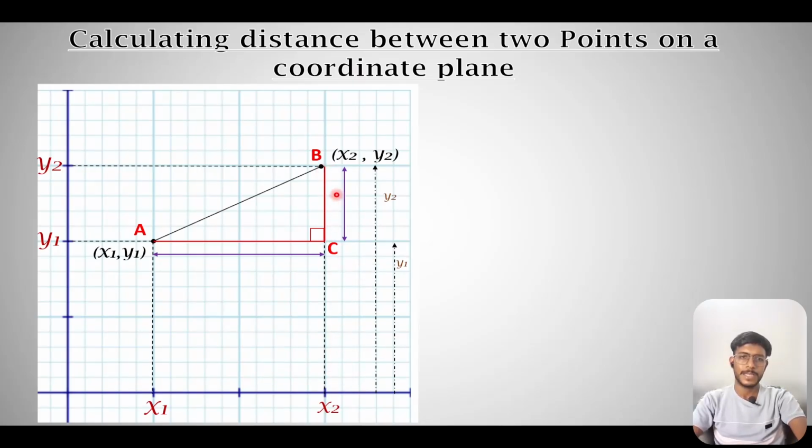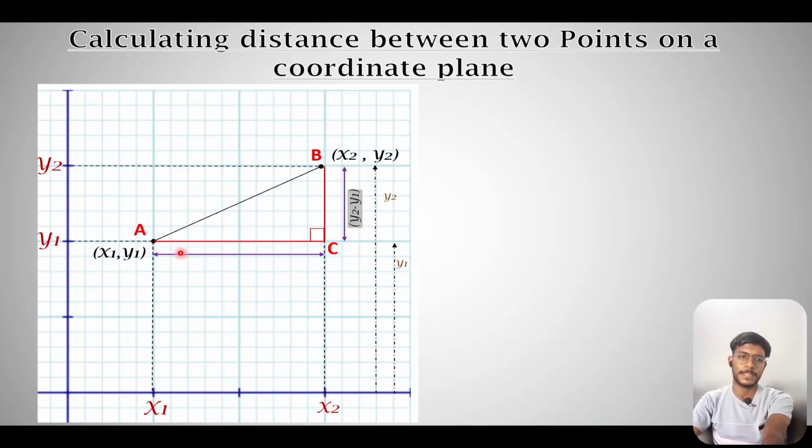So what will be BC? Now the difference between y2 and y1: this total is y2 and from C to x2 is y1. We will just subtract it and we will get BC as y2 minus y1. So the distance between BC is y2 minus y1.